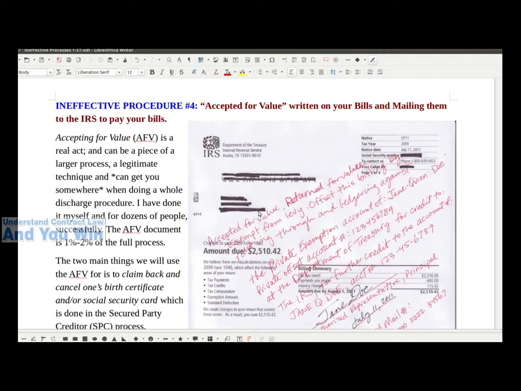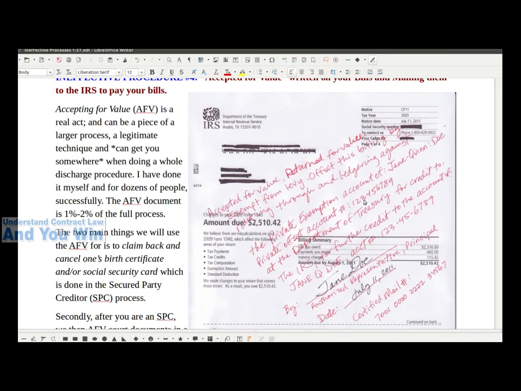So even if you have a phone bill or a hospital bill, you write this type of language on the bill itself. It could be the phone bill, the medical bill, the credit card bill, and then you still mail it to the IRS even though it's not an IRS bill. That is a process that's been around for at least 12 years. It went viral on the internet due to some people's YouTube videos.